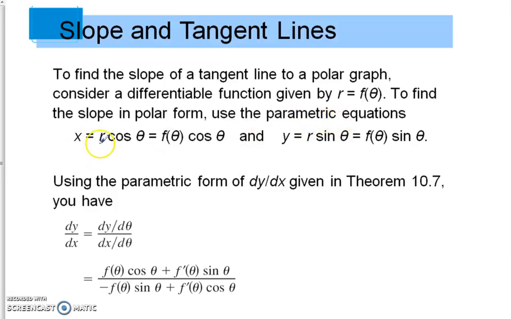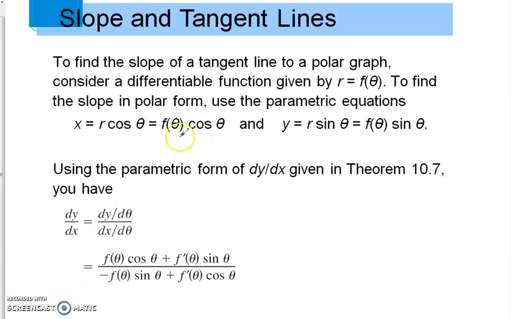So x is equal to r cosine theta, but r is a function of theta, so it's f of theta cosine theta. y is equal to r sine theta, which is f of theta sine theta. When we take the derivative, it's not as easy as you're hoping for. We get dy/dx. We've seen this before, this time in terms of dy d theta instead of dy dt. Theta is my parameter here, and that's divided by dx d theta.